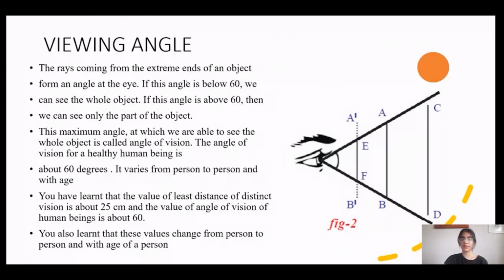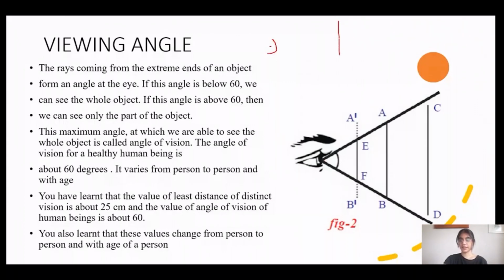So the rays coming from the extreme ends of an object form an angle at the eye. As you can see in the figure that has been given to you, if this angle is below 60 degrees, we can see the whole object. If this angle is above 60 degrees, you can see only a part of the object. So this is your diagram.